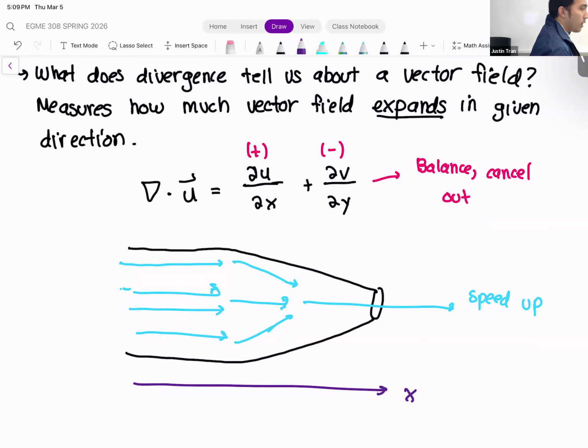What's happening to the horizontal velocity as we move in that direction? It's increasing, right? So we can say that partial u, partial x is going to be greater than 0 because we have a flow that's essentially speeding up. Now to balance it, that means our partial v partial y has to be negative. Okay?